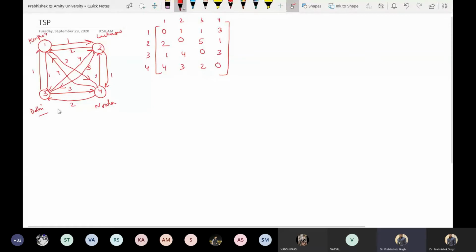Let's say I want to sell my product in Lucknow. So what is the minimum cost, or you can say the minimum distance, which I will travel to go to Lucknow from Kanpur? All the weights which are given on the edges are costs. Although you can see a direct path from Kanpur to Lucknow, which is 1, we have to check whether there is any path which is lesser than 1.